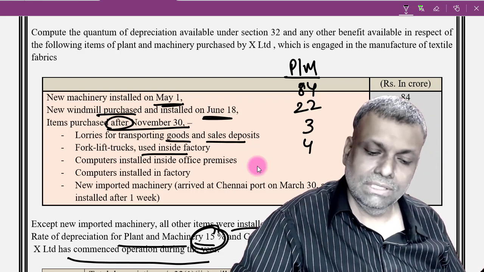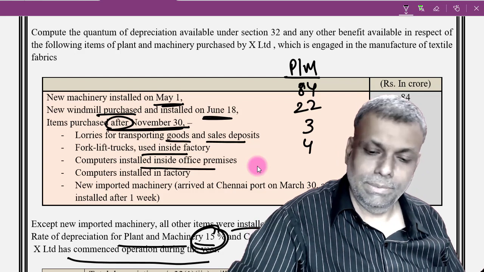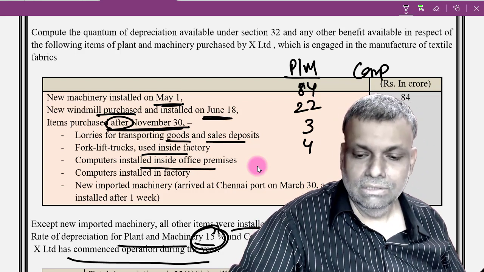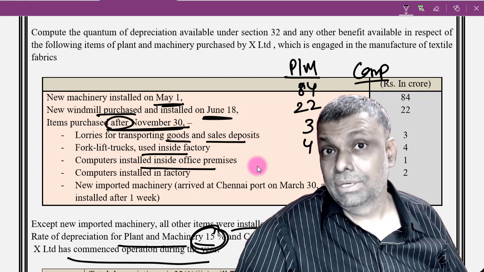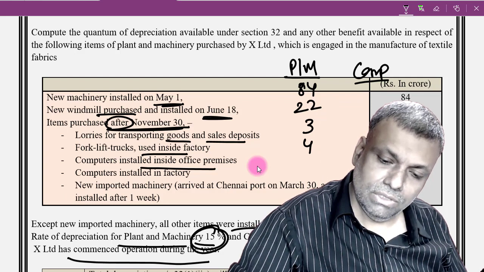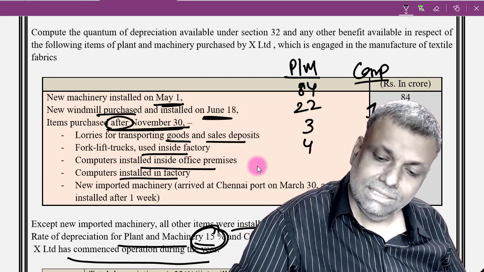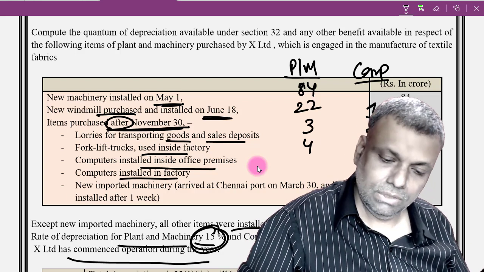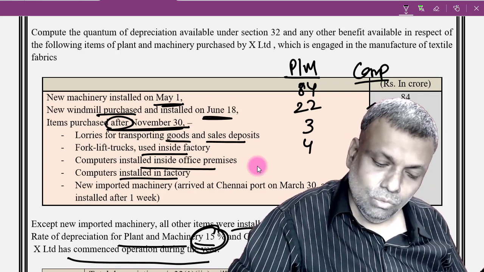But don't forget, after November means half the rate. Now computer is installed inside the office premises. So computer has a separate rate given. Technically computer is also plant and machinery only, but because the rate of depreciation is different, it will go in a different block. So the computer 1, then computer installed inside the factory, so that is 2. And naturally it is after November 30, so half the rate.